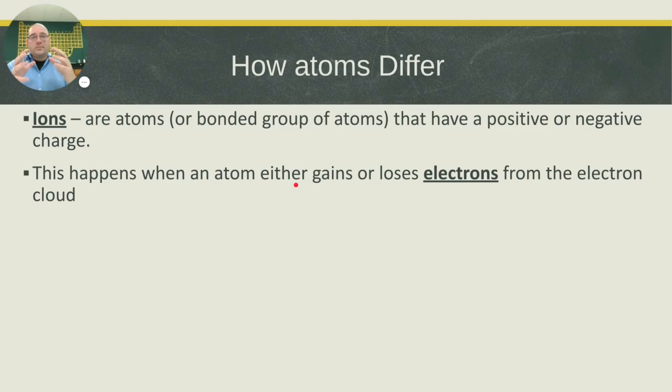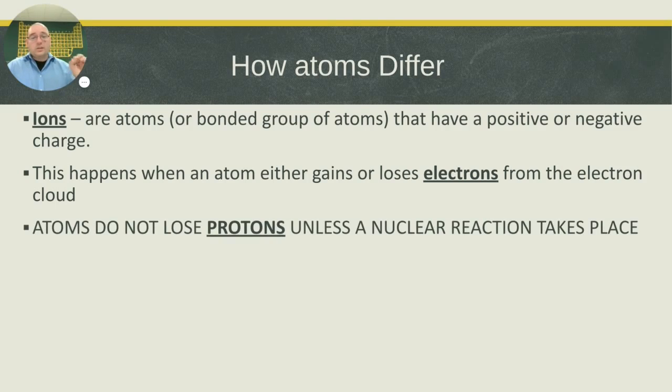If I have a neutral atom and I take electrons away, then now it has fewer electrons, and so it's going to be positively charged. If I have a neutral atom and I add electrons to it, then it's going to have more electrons, and so it's going to be negatively charged. So atoms do not lose protons unless a nuclear reaction takes place. We will talk about nuclear reactions next week. But right now, we're not talking about nuclear reactions. So atoms do not lose protons. So when we're talking about the charge changing, it's always the number of electrons that is changing.